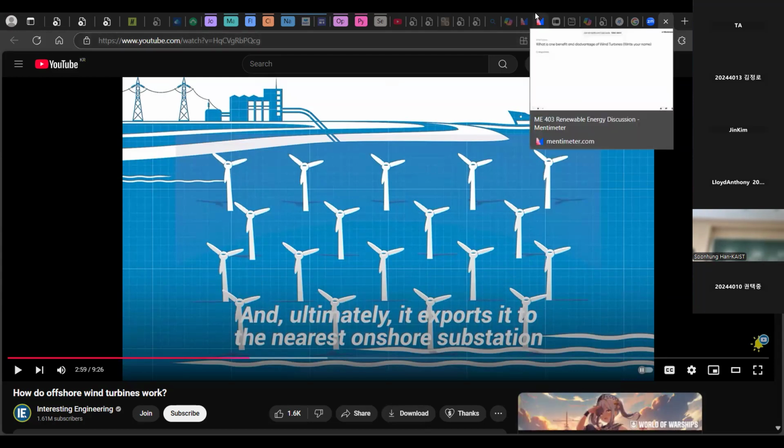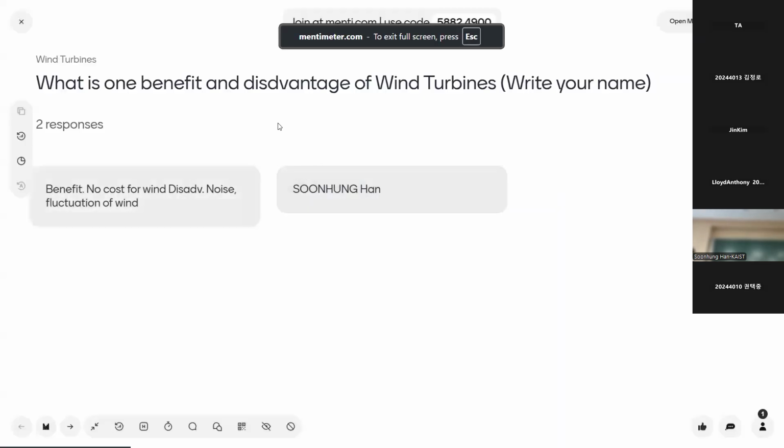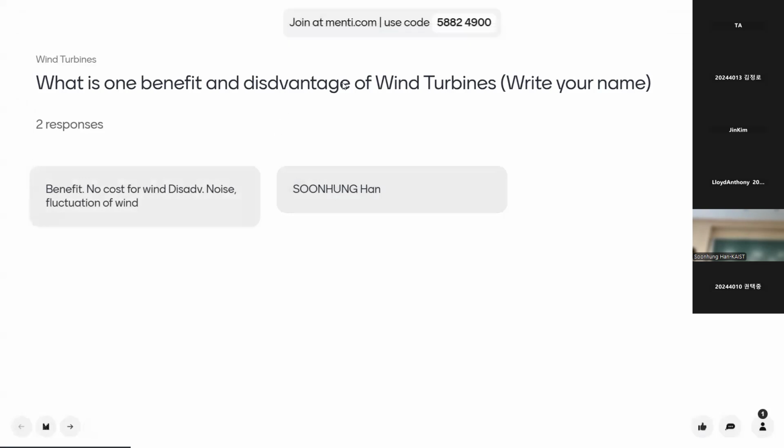So I'm gonna just go and start the first question. Okay. So yeah, the question is, what is one benefit and disadvantage of wind turbines, right? So I just want you to write your name and just write a benefit and a disadvantage there, and it will just all pop up on the screen. Maybe you get about 2 minutes.